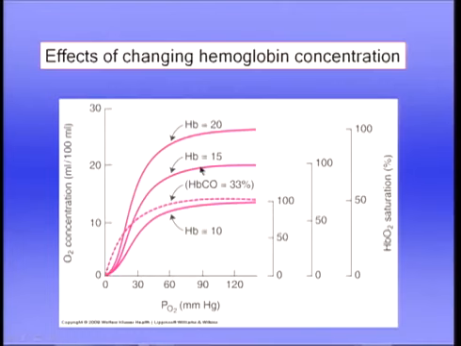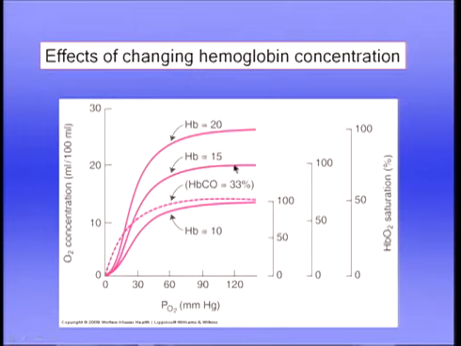Now, it's important to be clear about the relationships between PO2, oxygen saturation, and oxygen concentration, because in physiology generally, and certainly in clinical medicine, it's important to understand how various abnormal conditions affect these variables. So let's look at some of them here.